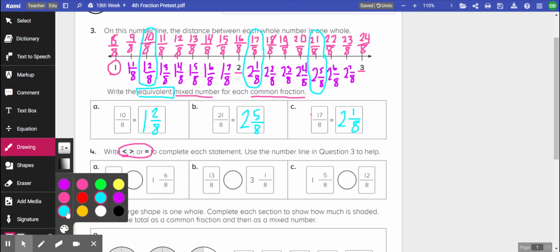Let's start with 14/8. So let's see here. I'm going to use green now. 14/8 is here.